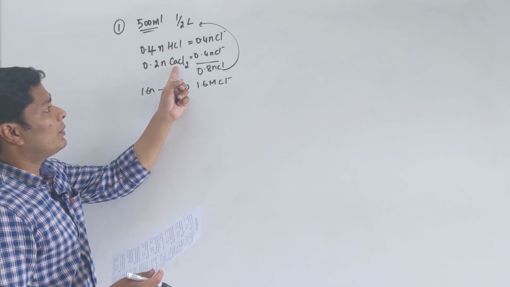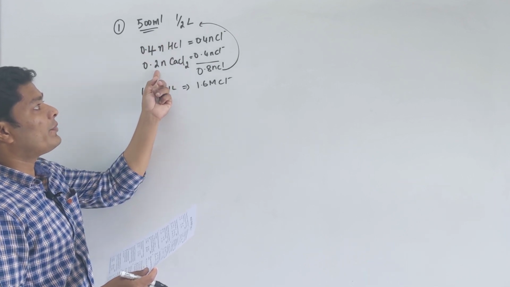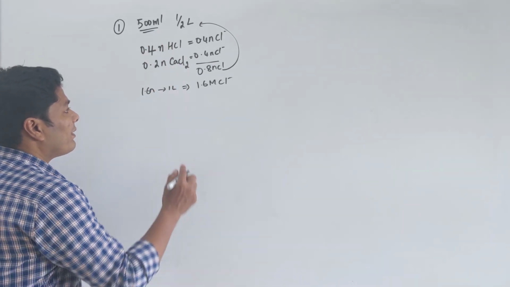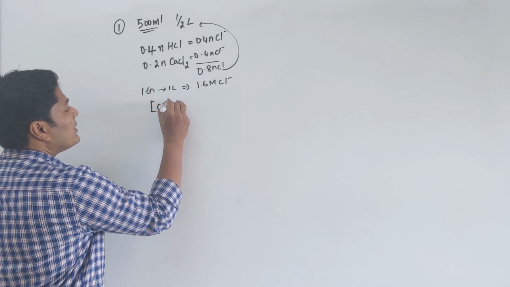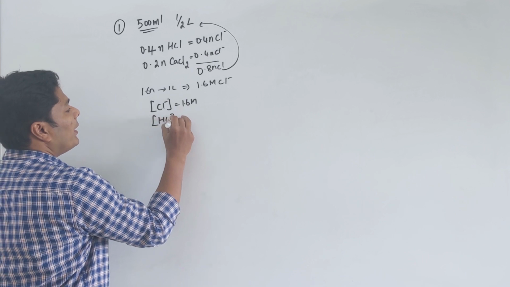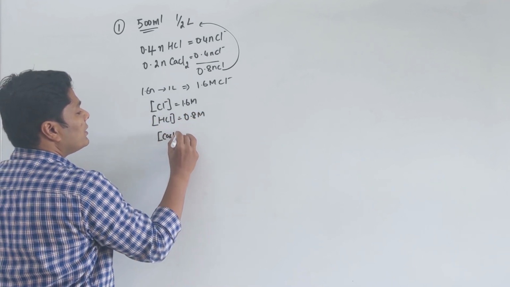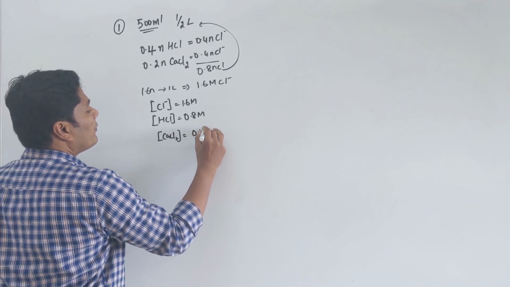Calcium chloride enna irukum? Adhe mari you can look at 0.2 moles is present in 500 ml. Appa 1 liter la 0.4 irukum. So concentration of calcium chloride, we can write this. Cl minus would be 1.6 molar. Concentration of HCl would be 0.8 molar. Concentration of CaCl2 would be 0.4 molar.